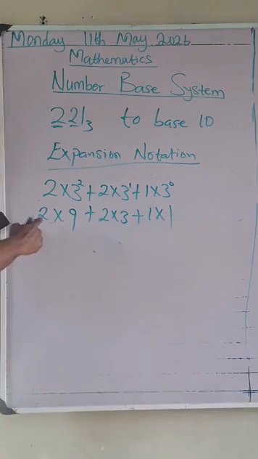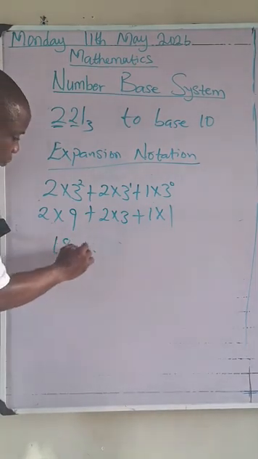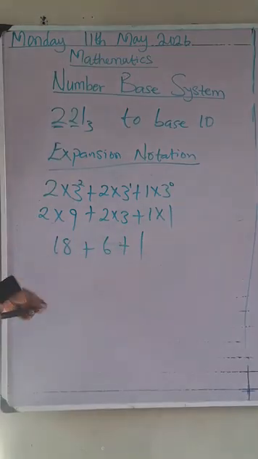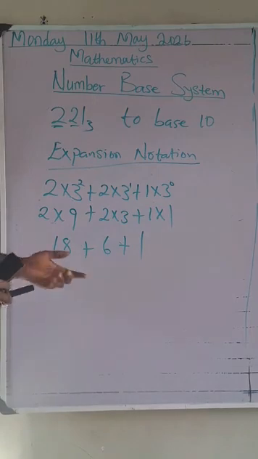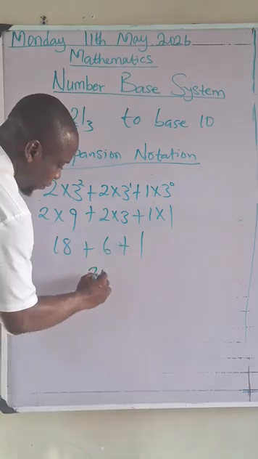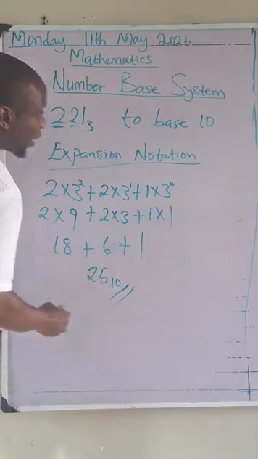What do you do next? This time this is what? 18. Plus this time this is what? 6. Plus this time this is what? 1. So after getting this, what do you do from here? This plus this is what? 24 plus 1 is what? 25 base 10. Final answer.